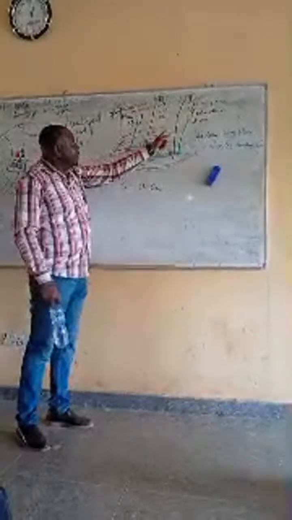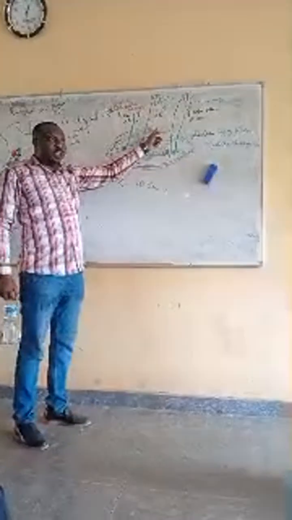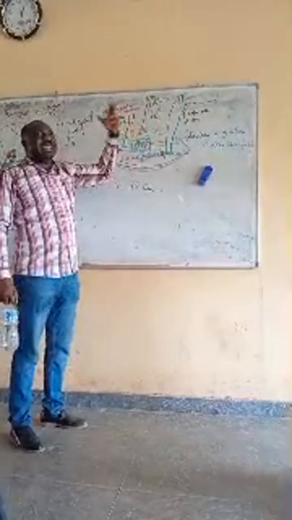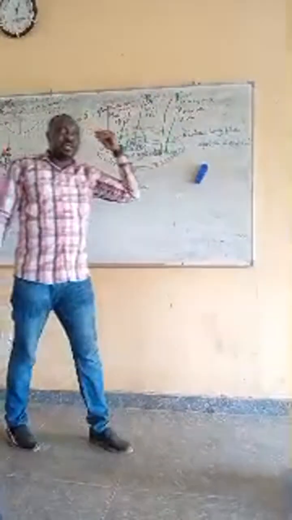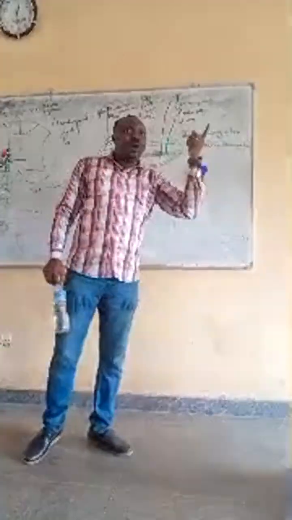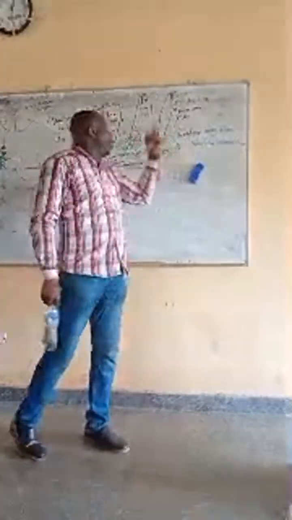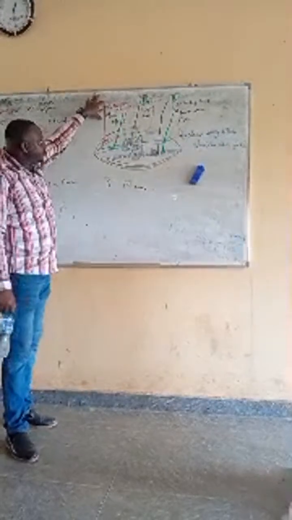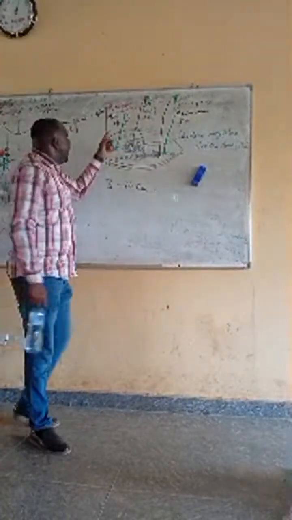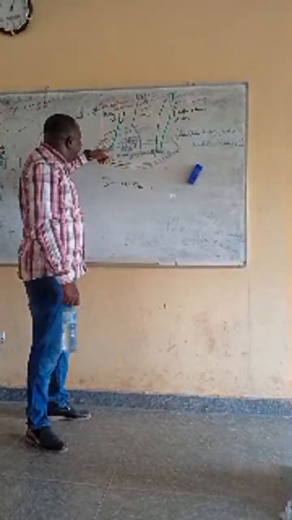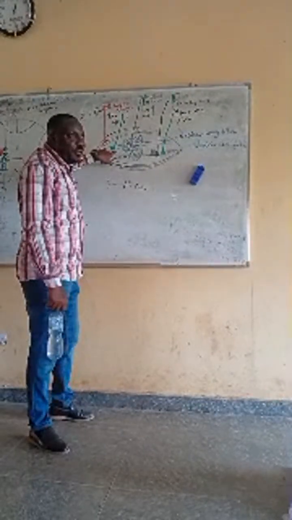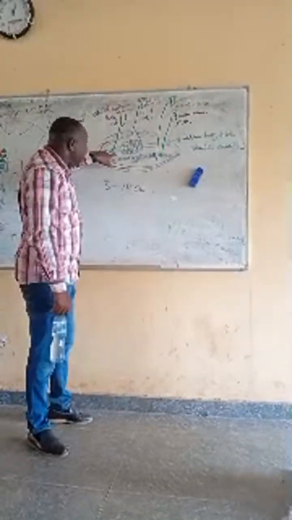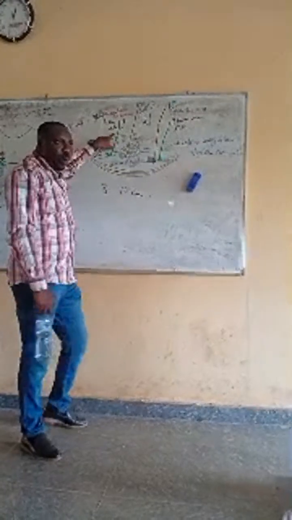You know what to call this? Extrafusal fiber. The extrafusal fiber is supplied by an efferent fiber called the alpha motor neuron. The efferent fiber for the intrafusal muscles, that is your muscle spindle, is known as the gamma motor neuron.